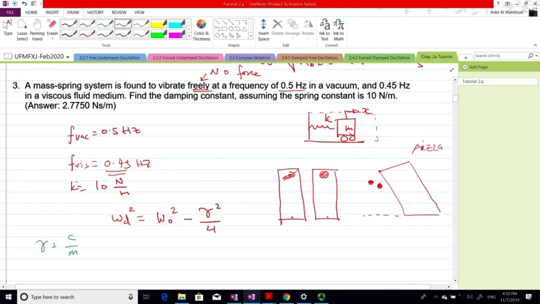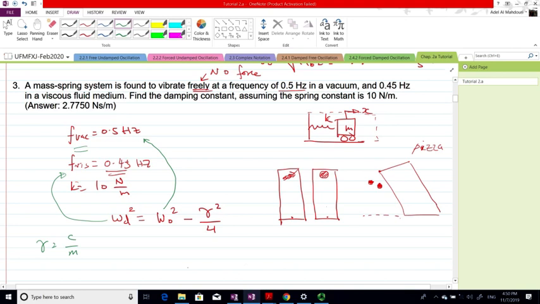All right, we need the mass. We have the K now, we can get the mass. So if we know K and we know the vacuum, then we can know omega naught. Omega D is what? We'll go for the viscous. There is damping due to the viscosity. And omega naught will go for a vacuum because there is no damping at all.